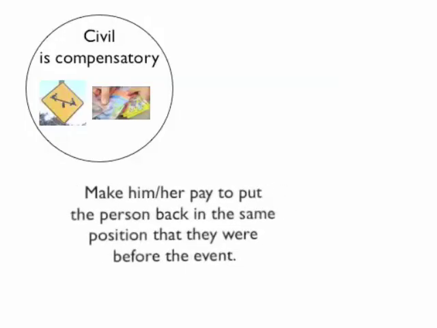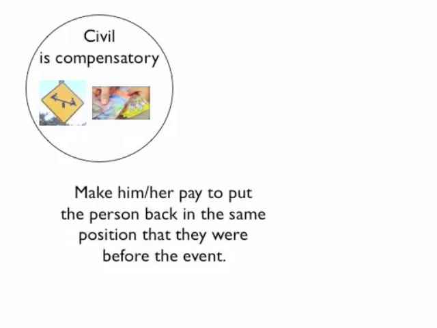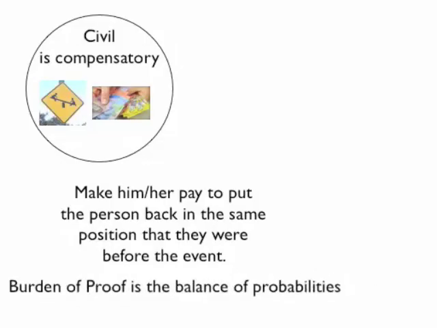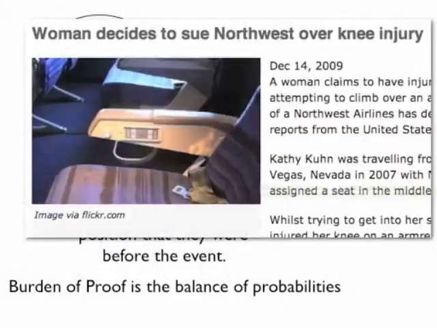in forms of compensation. It makes him or her pay to put the person back in the same position they were before the event, or if it's a contract matter, to put them back in the position that they would have been in had the contract been performed. The burden of proof is on the balance of probabilities because it's not such an onerous area of law, although one could argue it's pretty onerous if you're being told to pay millions of dollars. But we're not putting you away in jail or curtailing your life. Just taking all your money.